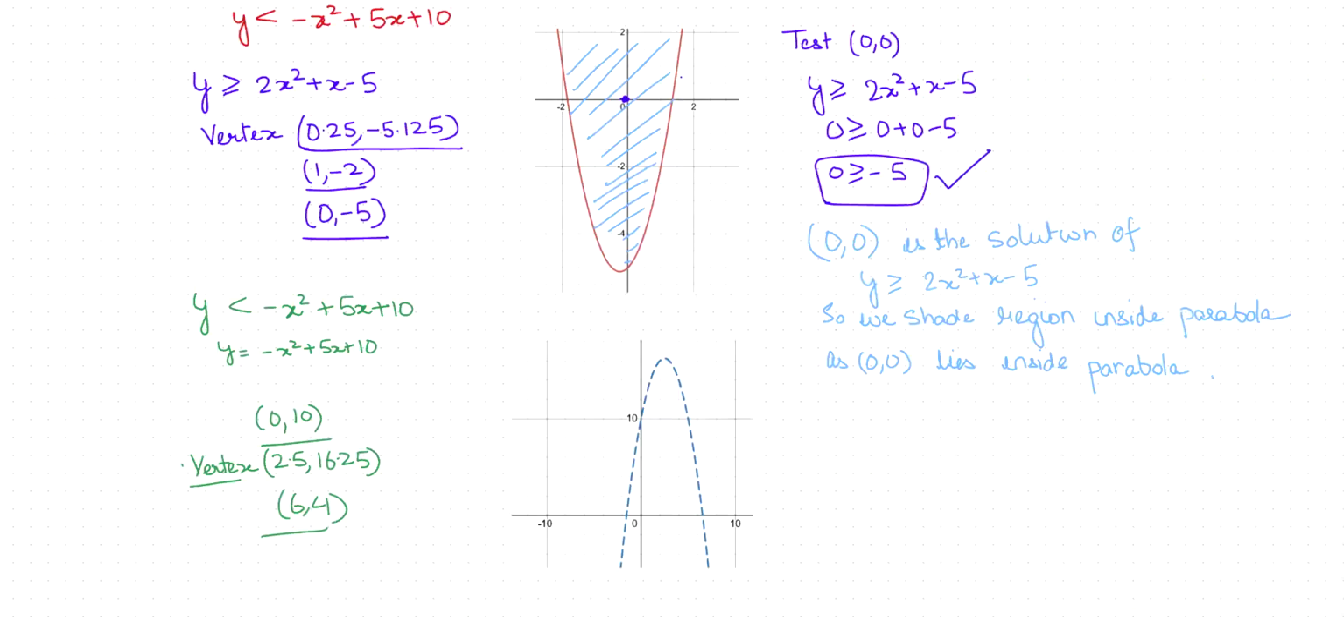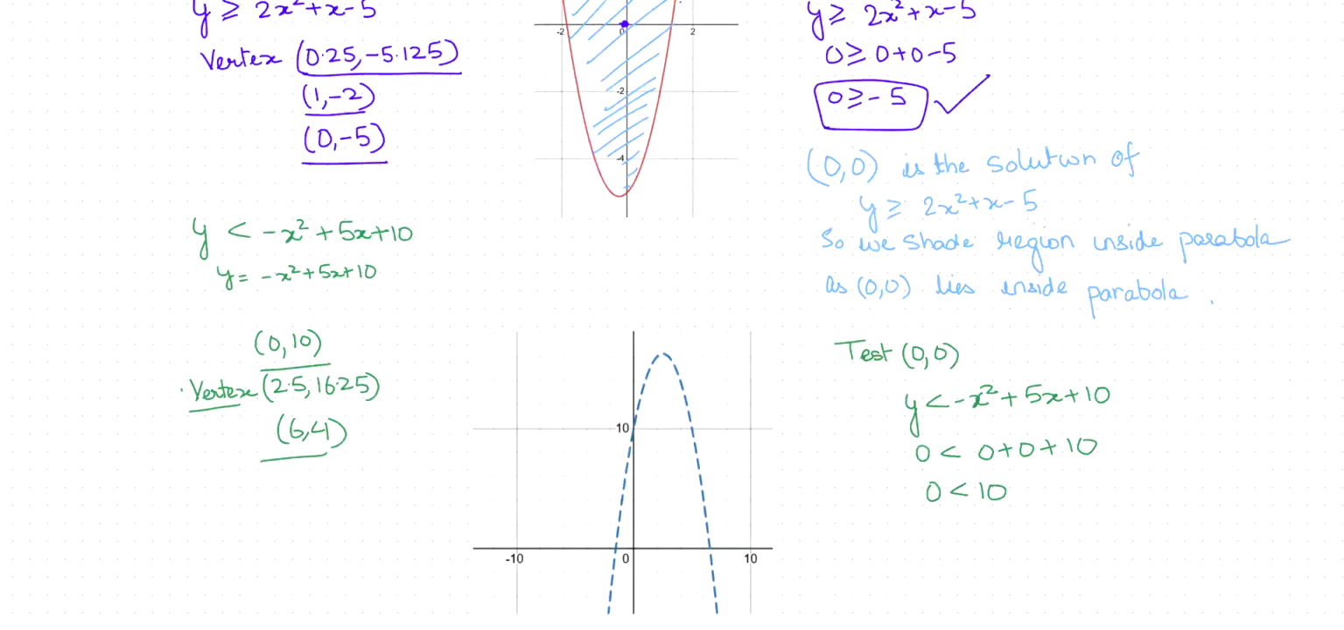Now let's test for (0, 0) to see if it is a solution of the inequality or not. When we test for (0, 0), we see that 0 is less than 10, which is true. It means this portion, (0, 0), is part of the solution. So we will shade inside the parabola.